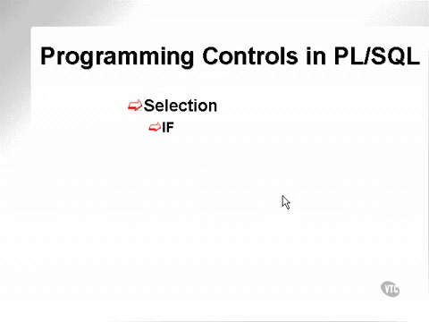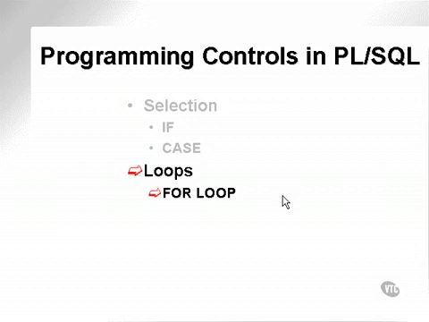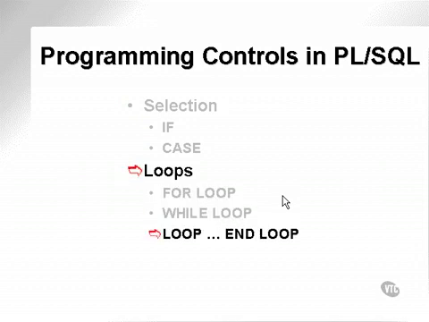Programming controls in PL/SQL. Programming controls are really the controls in a programming language which allow you to communicate between different commands within a block of code. PL/SQL has all the standard programming controls, namely an if statement, part of selection, a case statement, another type of selection statement, loop statements, a for loop, a while loop, and another type of loop which is really just called a loop-end loop. A loop-end loop can be either a while loop or an until loop.